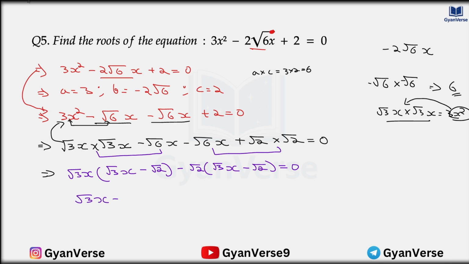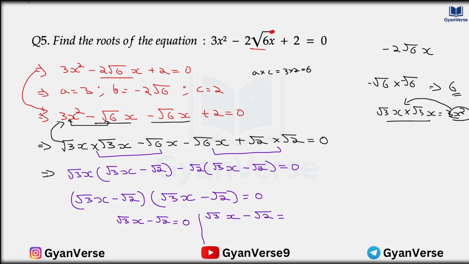So root 3x minus root 2 and root 3x minus root 2 equals to 0. If you noticed here, both the factors are similar, or rather equal, right? Both the factors are exactly equal. So when I find the value of x, both the values will be exactly the same. So is this possible? This is also possible, that whenever you solve a quadratic equation and find the value of x, there will be two values of x, but both the values of x are equal. That can also happen, right?